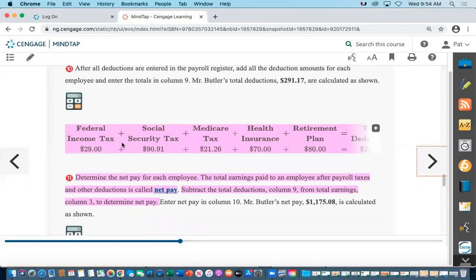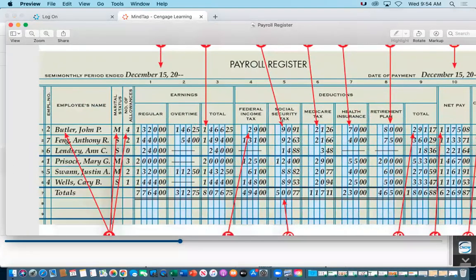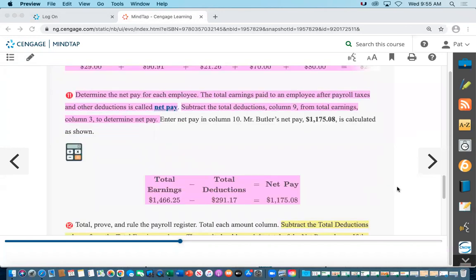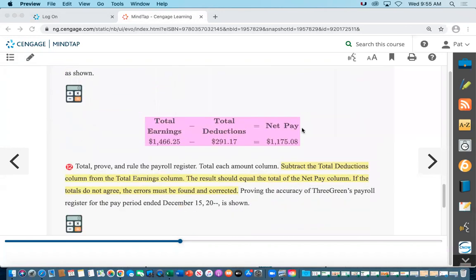How do you get total deductions? You add up all the numbers. I highlighted it, but you kind of understand that, hopefully, from what we talked about. You will need to know what net pay is. And again, from our chart, net pay is all the money you make, total pay or total earnings, minus all the deductions, right? Determining net pay for each employee: total earnings paid after taxes and other deductions is called net pay. So hopefully you understand what net pay is. You subtract the totals from these columns. Total earnings minus total deductions, net pay.